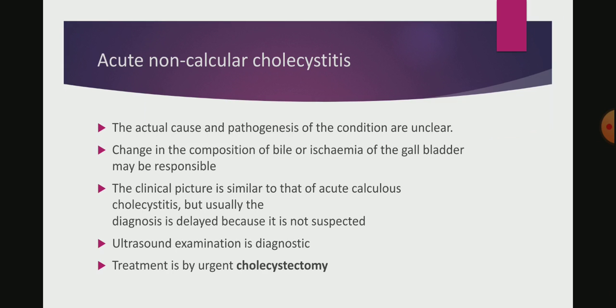Acute non-calculous cholecystitis: the actual cause and pathogenesis of the condition is unclear. Change in the composition of bile or ischemia of the gallbladder may be responsible. The clinical picture is similar to that of acute cholecystitis, but usually the diagnosis is delayed because it is not suspected. Ultrasound examination is diagnostic, and treatment is also by cholecystectomy.